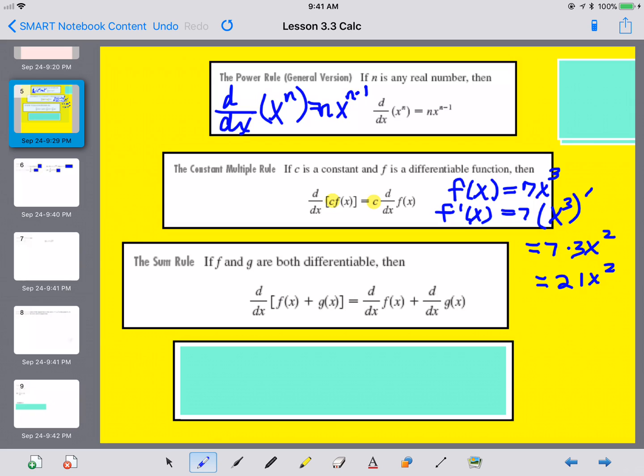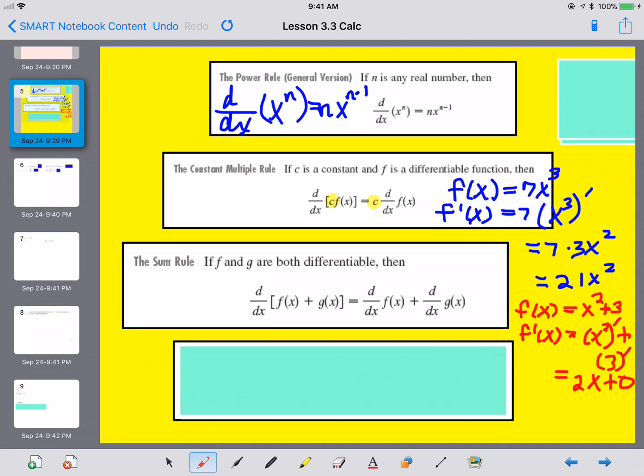So let's say we have a function, let's say our function is x squared plus 3. We can take the derivative of this function by taking the derivative of x squared plus the derivative of 3. Well, the derivative of x squared is 2x. The derivative of the constant 3 is 0. So because those two things are added together, we can just take the derivative of each individual term that is added together. So this allows us to do those polynomials.